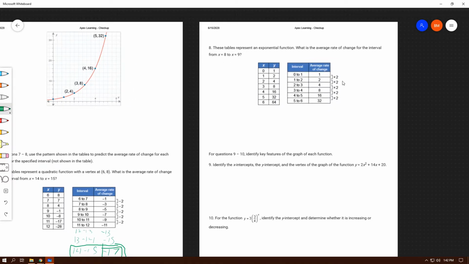So from 8 to 9, again, everything's being multiplied by 2. So 5 to 6 is 32. 6 to 7 is going to be 64 because I'm just multiplying by 2. It tells me what to do. 7 to 8, 128. And then 8 to 9, which is what I'm looking for, is going to be 256. All because I multiply by 2, which is what they told me to do. Right? They don't give us 8 and 9, but they give us all the information to get there.